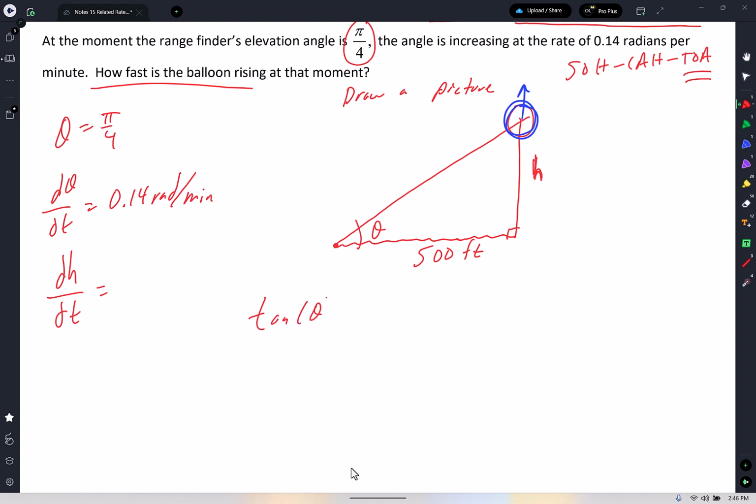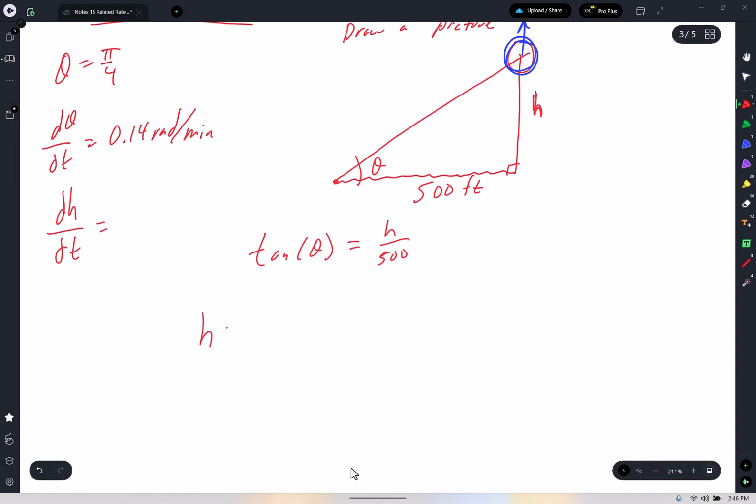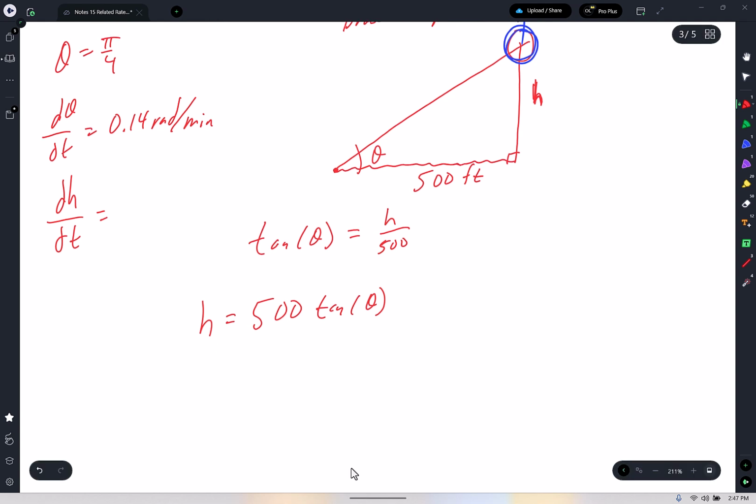Tan theta equals, all right guys, focus, opposite over adjacent. Are we still okay? All right, next. You're looking for dh dt, so usually you want to get h by itself. This one's pretty simple: times 500 on both sides. So I'm going to write the h on the left-hand side. h equals 500 tan theta. Are we okay?